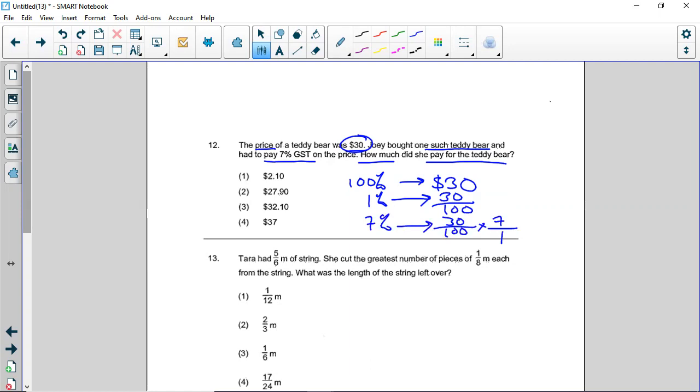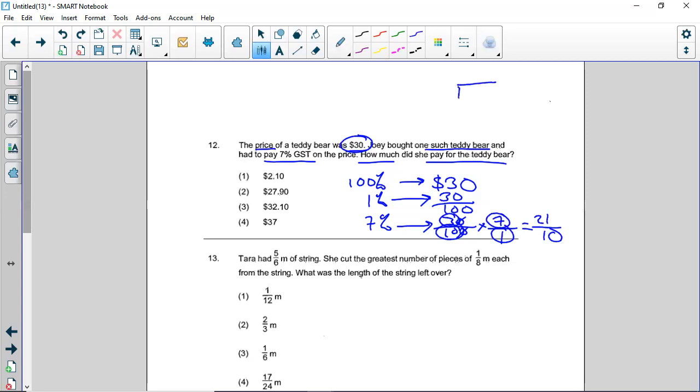All right, then you just cancel, divide by 10, divide by 10. And then what you get? Cannot cancel already, then you multiply. 3 times 7 will be 21. And then 10 times 1 is 10. So what is 21 divided by 10? 21 divided by 10 is how much?